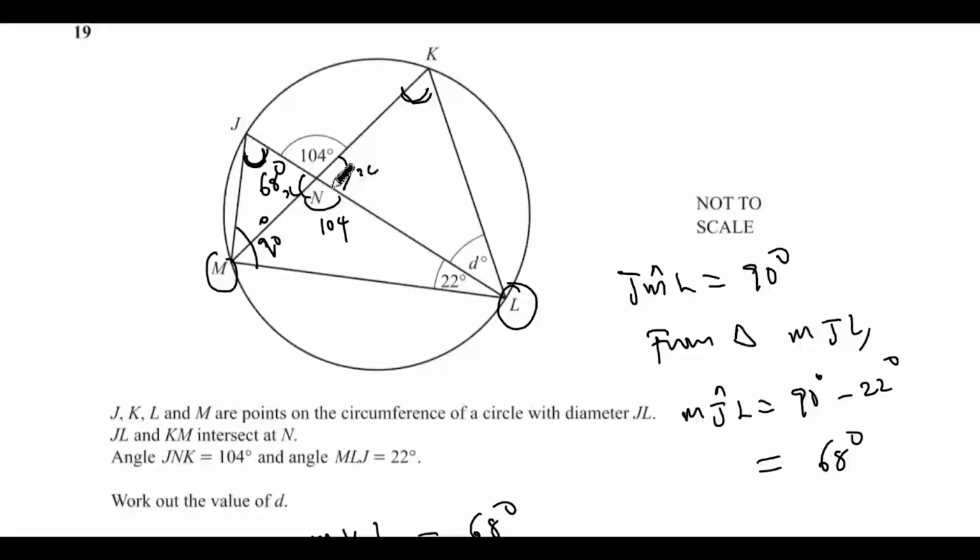So I can find the value of X now. I know that this angle, this angle, this angle, and this angle add up to 360 degrees because they are angles around a point.